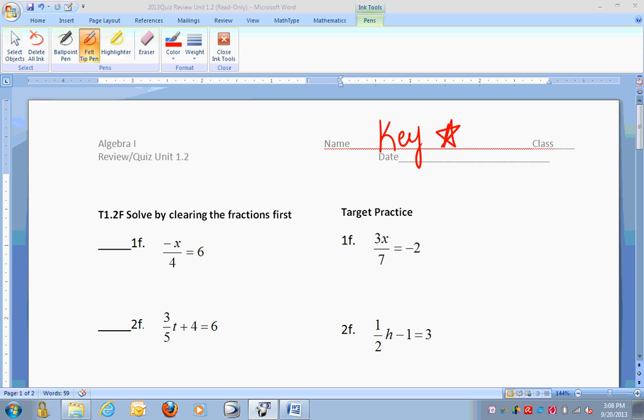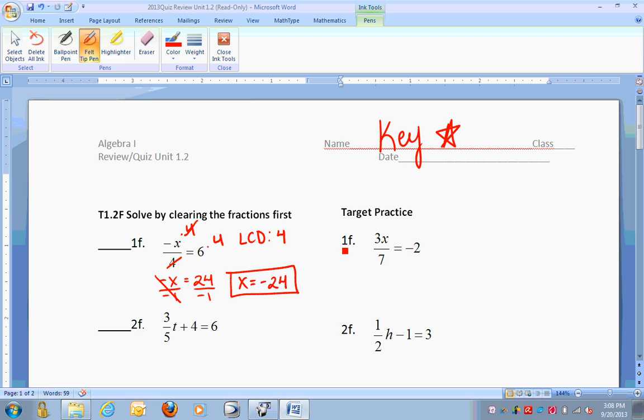This part's covering clearing the fractions. And if you notice, my least common denominator here is 4 because it's the only denominator that I have. So I'm going to multiply both sides of my equation by 4. These 4's cancel, and you're left with negative x equals 6 times 4, which is 24. We need to get this x to be positive, so I'm going to divide by negative 1 on both sides. So in this problem, x equals negative 24.